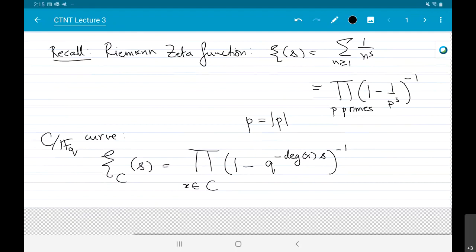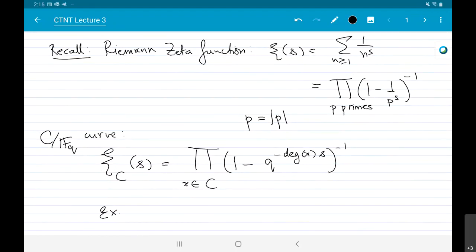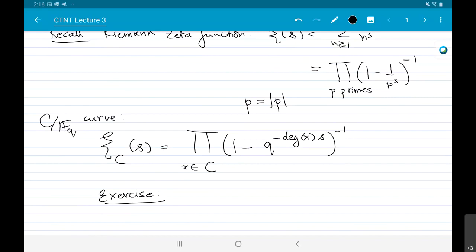Okay. And so an exercise. You have to be a little careful about what you mean by a point here. If you're not over an algebraically closed field, remember that you have to be careful about how many times you count the point, basically. So the exercise is to show that Z_C(q^{-s}) is zeta_C(s). Great. So this is one of the reasons it's called a zeta function. And this is very similar to the Riemann zeta function because q to the degree of x is the size of the field that x is defined over.